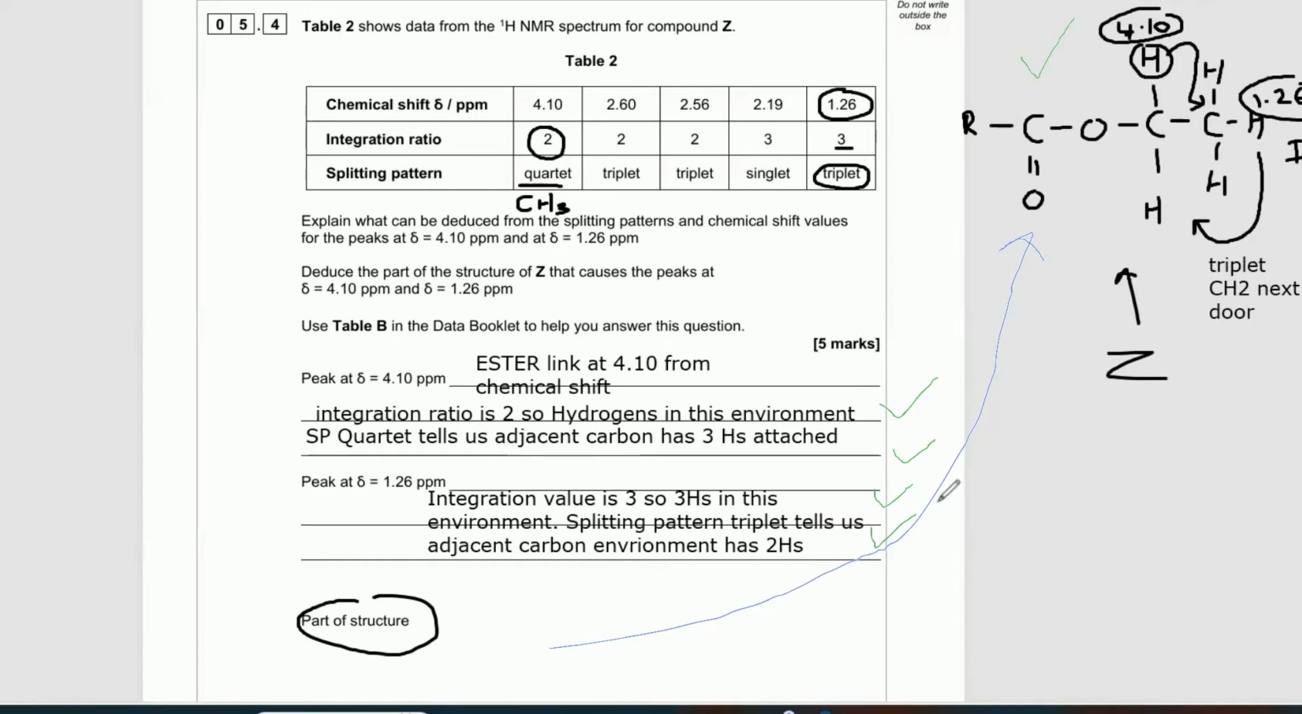Even if you find it really hard to do what I've done here and put the structure together, you can still get 4 out of 5 marks just by interpreting the integration trace and the splitting pattern. Just by saying, look, it's got a 2 on the integration ratio, that tells me there are 2 hydrogen atoms in the environment, and the splitting pattern's a quartet. It tells me that the carbon atom next to the carbon with these 2 hydrogens has 3 hydrogens attached because it's a quartet. So just explaining the integration ratio and splitting pattern will get you most of the marks, even if you can't do this bit.